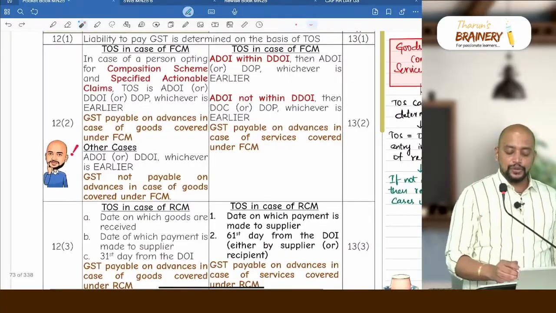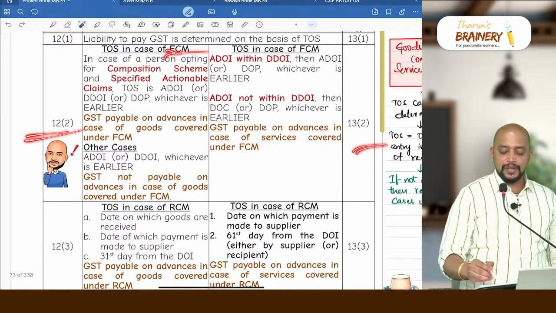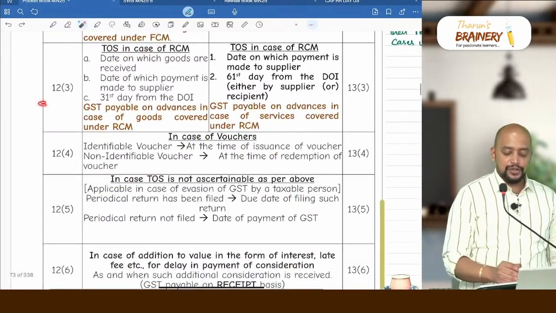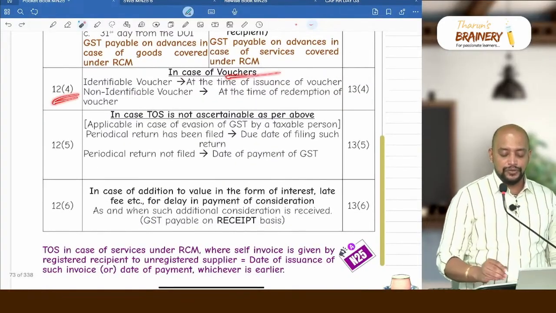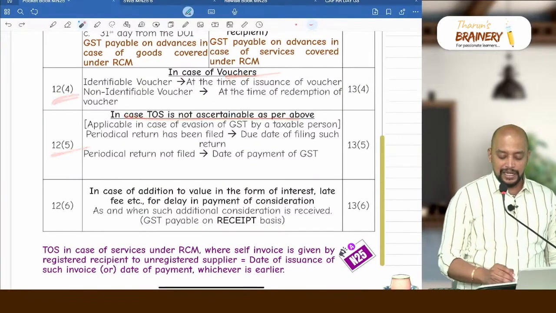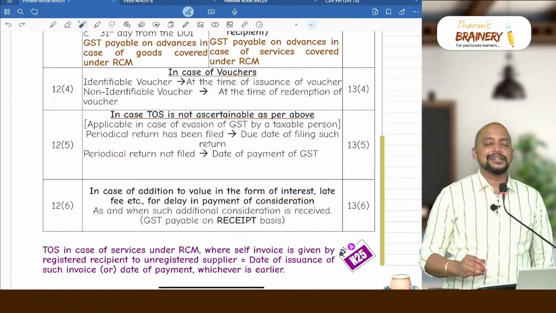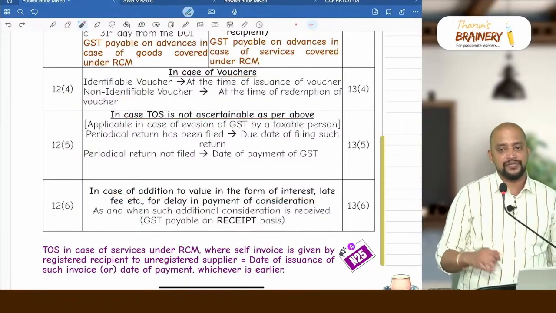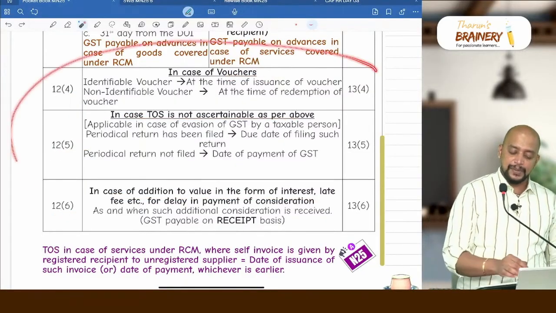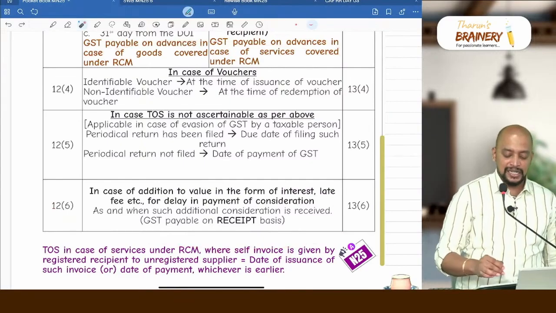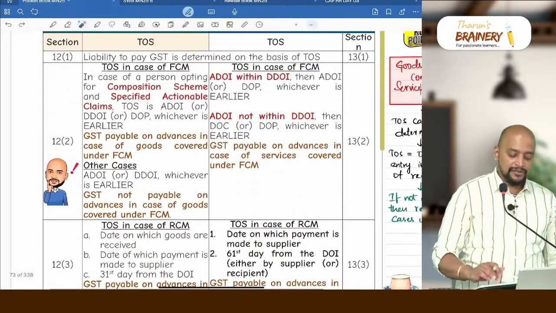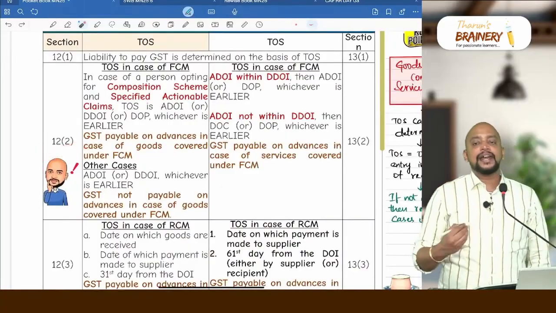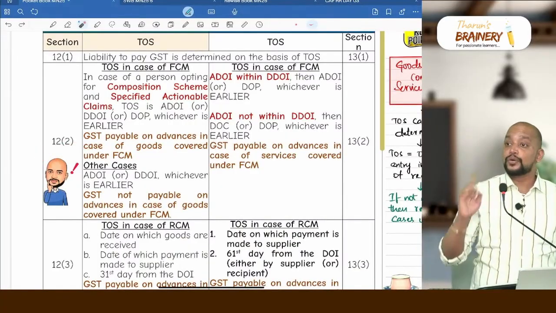Then subsection 2 talks about FCM. Both subsection 2 talk about FCM. Both subsection 3 talk about RCM. Then subsection 4 talks about vouchers. Subsection 5 residual cases. Subsection 6 interest, late fee or penalty for delay in receipt of consideration. But if you see subsection 4, subsection 5 and subsection 6, the provisions are common between goods and services. Whereas in case of section 12 subsection 2, time of supply under FCM, goods FCM.